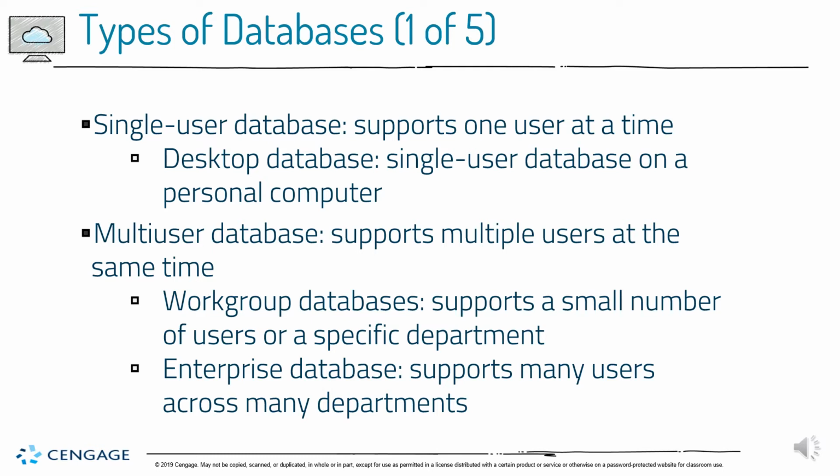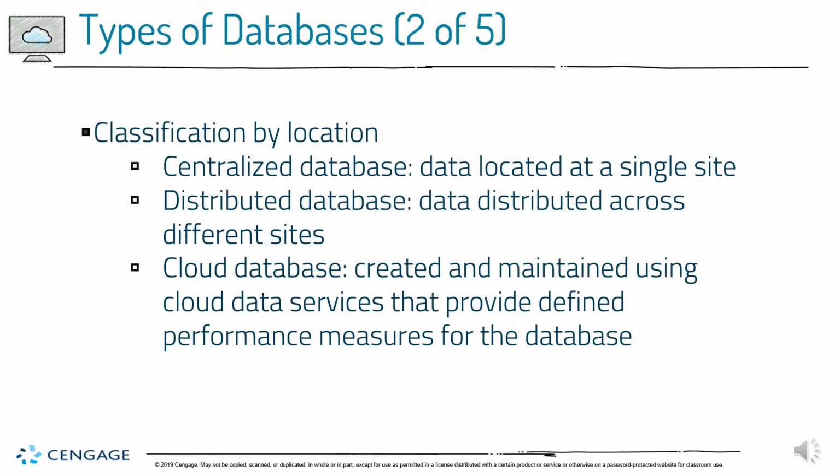When the multi-user database supports a relatively small number of users, can be fewer than 50, or a specific department within an organization, it is called a workgroup database. When the database is used by the entire organization and supports many users, which is more than 50, across many departments, the database is known as an enterprise database. Location might also be used to classify the database.